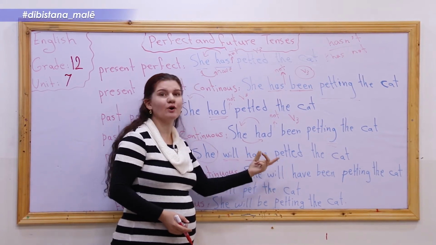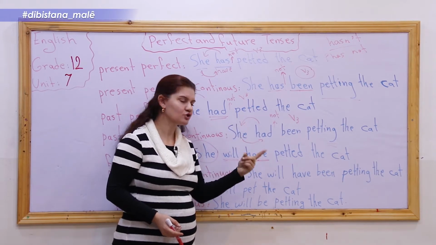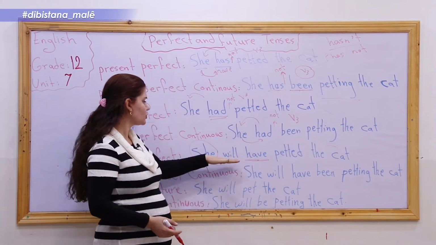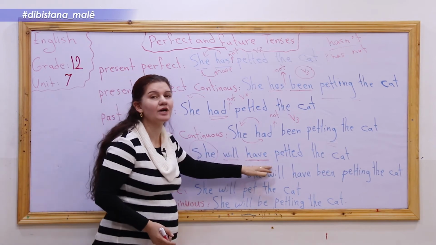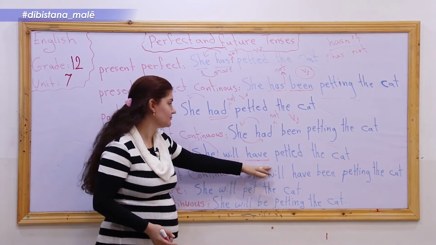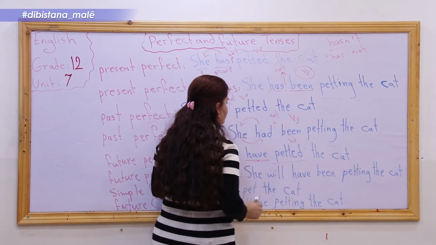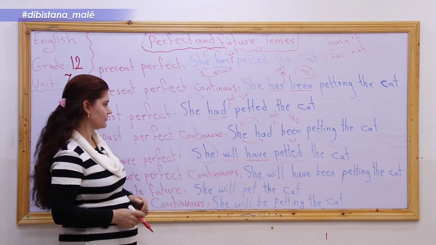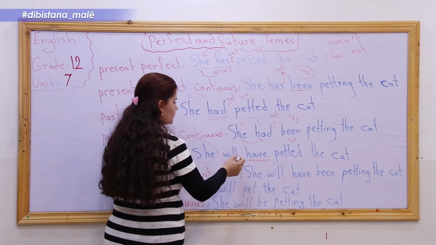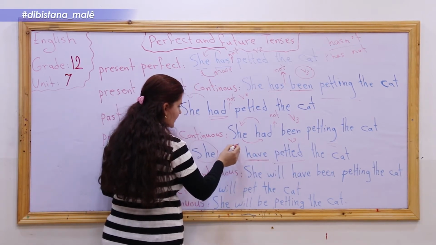So after will we will put have always, then painted the cat. We have painted, verb 3, the cat. We have three verbs, the first auxiliary, will.